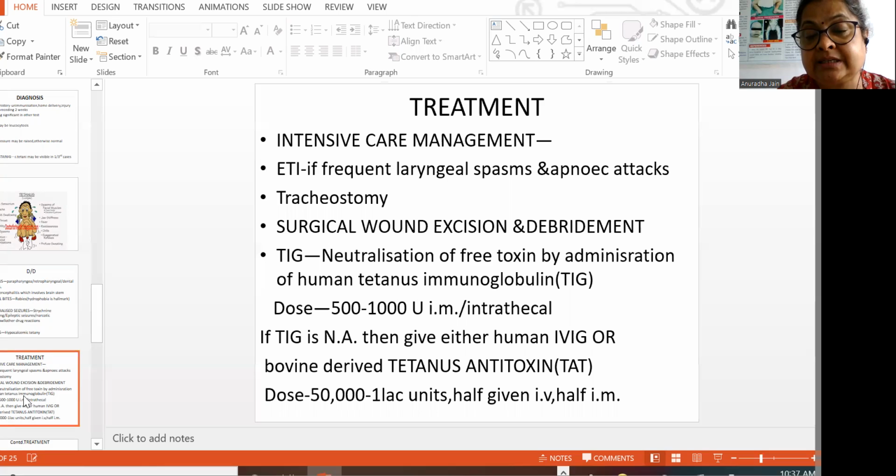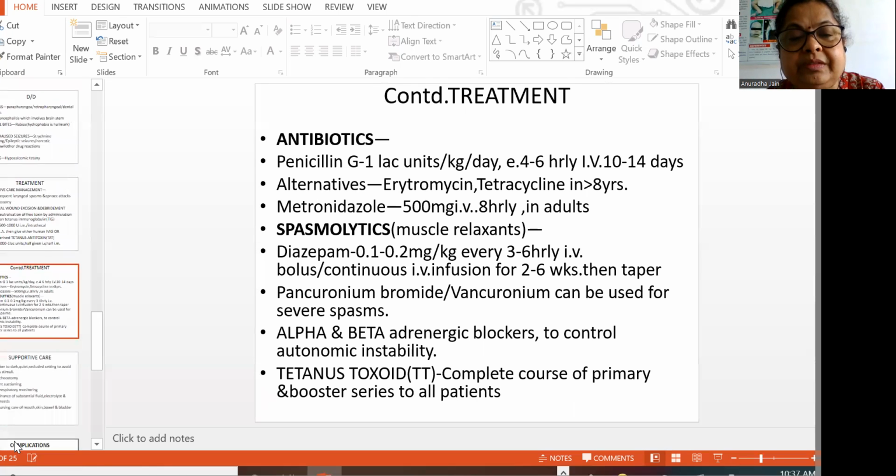But nowadays it is obsolete, because it used to cause serum sickness. So we use the TIG. But if you have a strong suspicion and TIG is not available and TAT is available, then to save the life of the patient, you have to give TAT also. The TIG is the mainstay of the treatment.